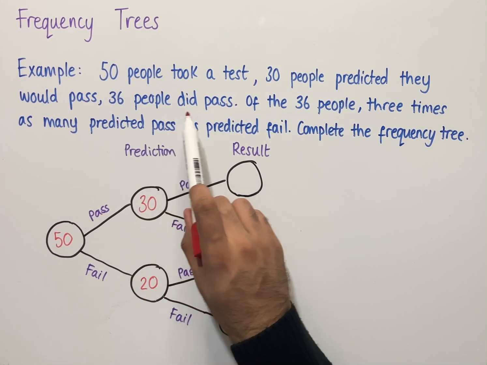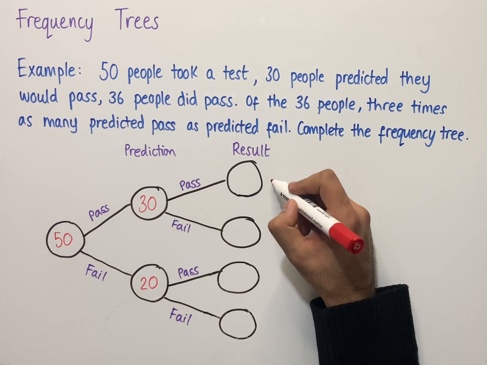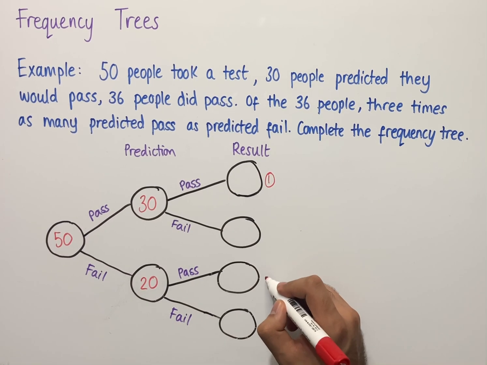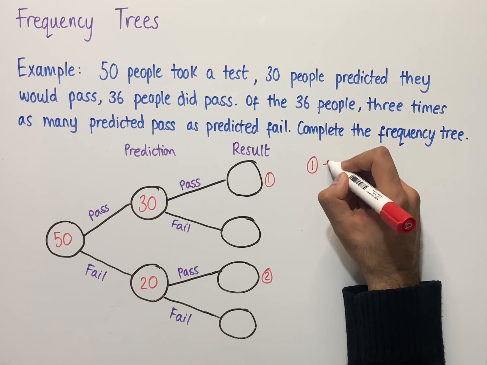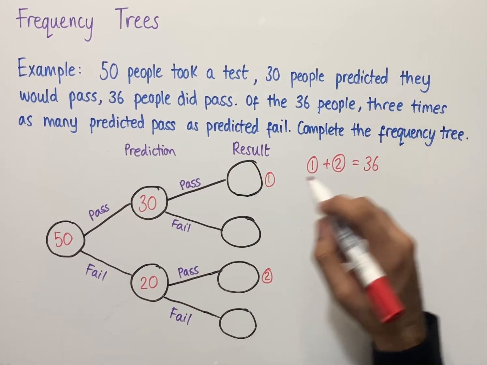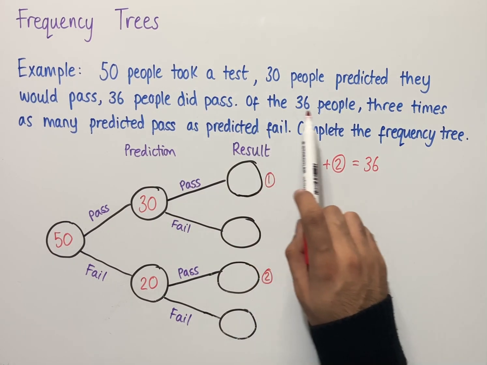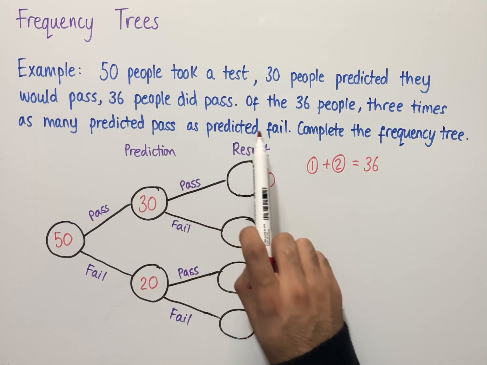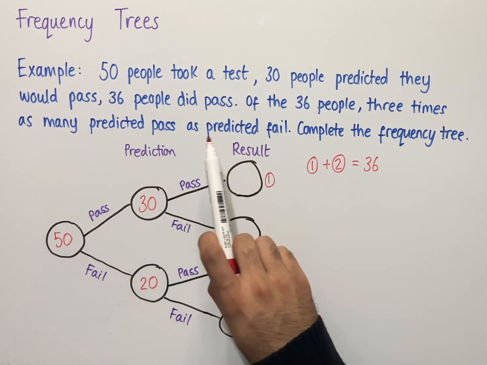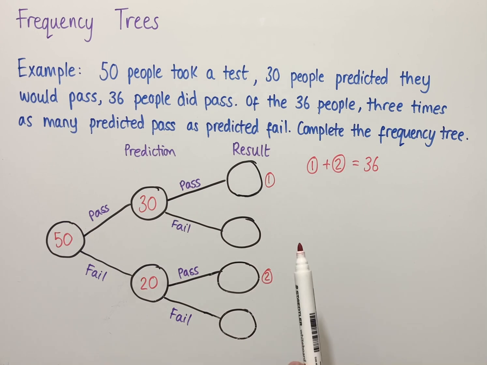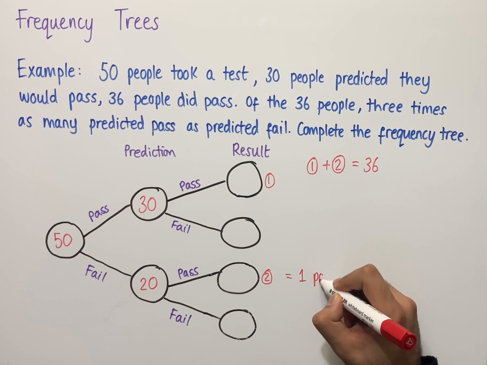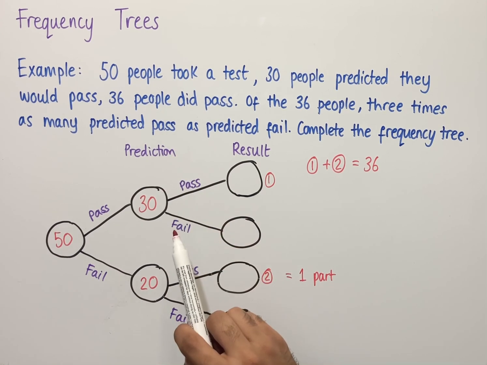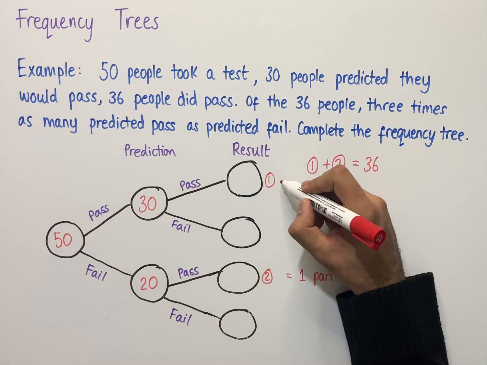We're then told that 36 people did pass. In other words, for this circle here, which we'll label as number 1, and this circle here, which we'll label as number 2, both of these give us results of pass. And so we know that circle 1 plus circle 2 must add up to make 36. We're also told that of the 36 people that did pass, 3 times as many predicted pass as predicted fail. So if we represent the number of people that predicted fail but actually passed as one part, then we know that 3 times as many predicted pass and actually passed. So for this region, number 1, we can label that as 3 parts.